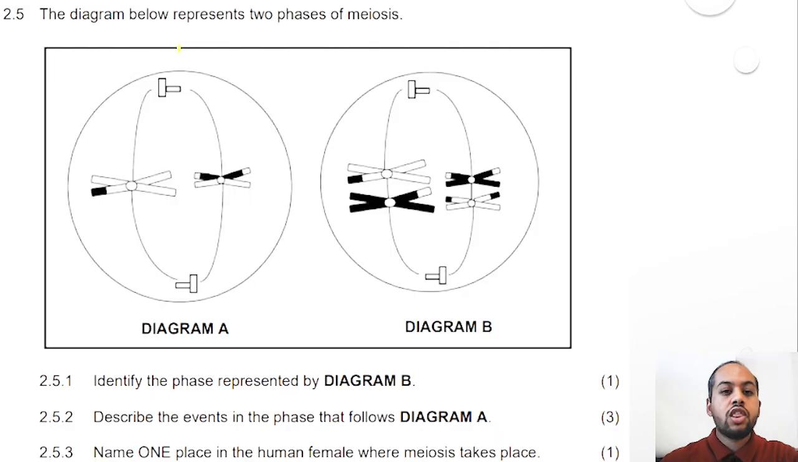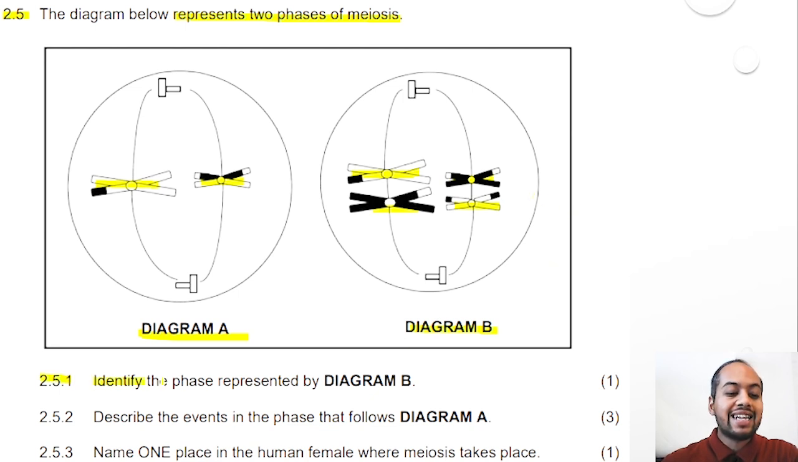The first question that we'll look at is taken from question 2.5 that reads, the diagram below represents two phases of meiosis. So you have diagram A as well as diagram B. You can see in diagram A you have chromosomes arranged on the equator. In diagram B, you also have chromosomes arranged on the equator. However, these chromosomes are still going to be coming in the homologous chromosome pairs.